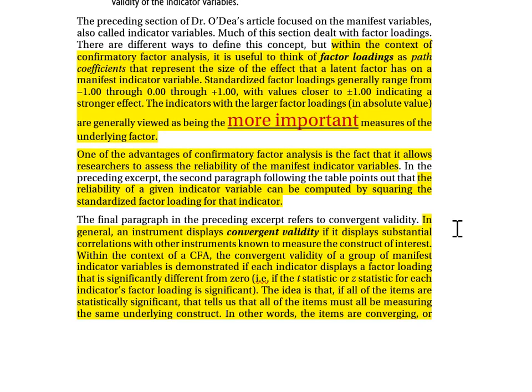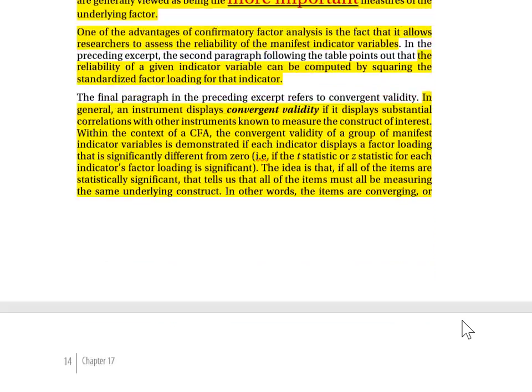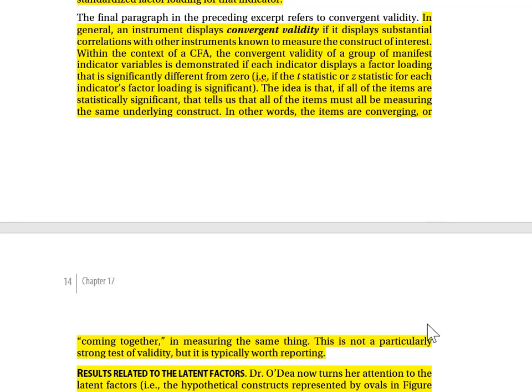That is, if the t statistic or z statistic for each indicator's factor loading is significant. The idea is that if all of the items are statistically significant, it tells us that all of the items must be measuring the same underlying construct. In other words, the items are converging or coming together in measuring the same thing. It's not a particularly strong test of validity, but it's worth reporting.